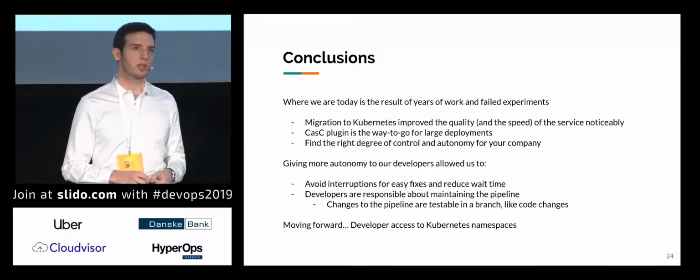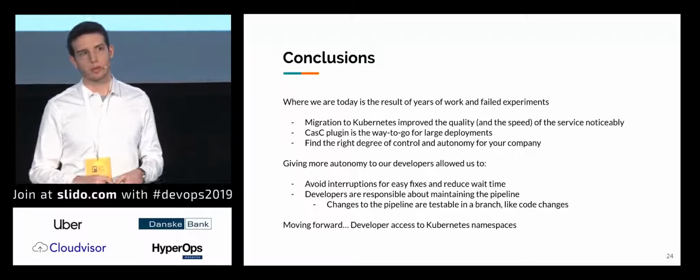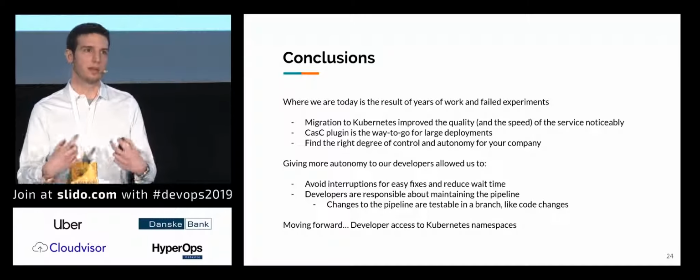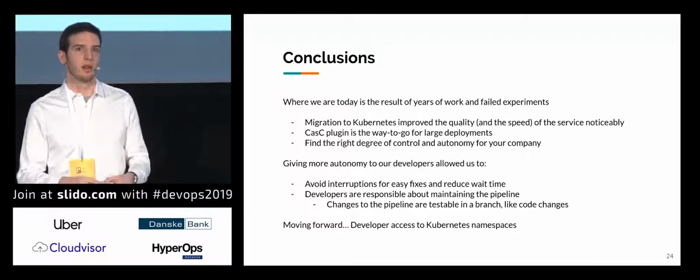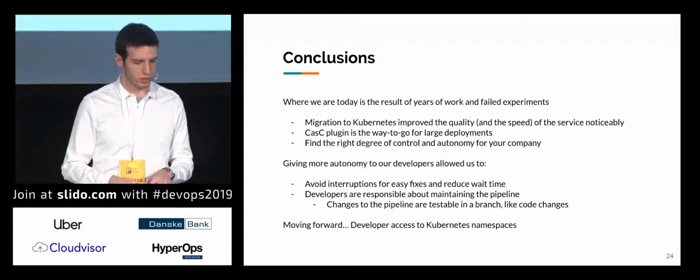The degree of trust that you apply is not something that everyone can do. So try to find also the right degree of trust. Start small and then make incremental progress. That's how it worked better for us.